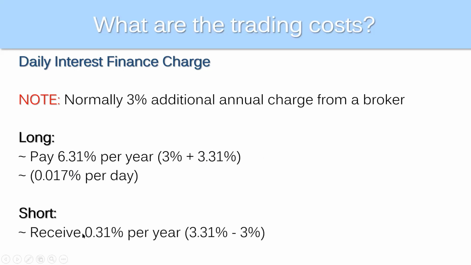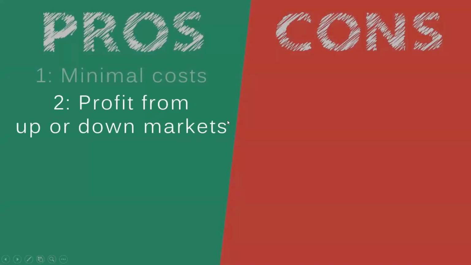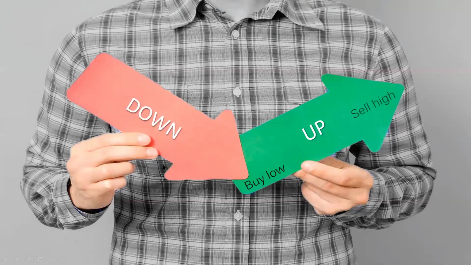The short is that if you short sell or short a position, you'll receive 0.31% per year. Talk about negligible. So it's the 3.31% interest rate minus the annual charge from the broker. So basically, you'll receive 0.00064% per day. Okay. Don't think you're going to get rich with that technique. The other advantage is that you can buy low, sell high, and you can sell high and buy low.